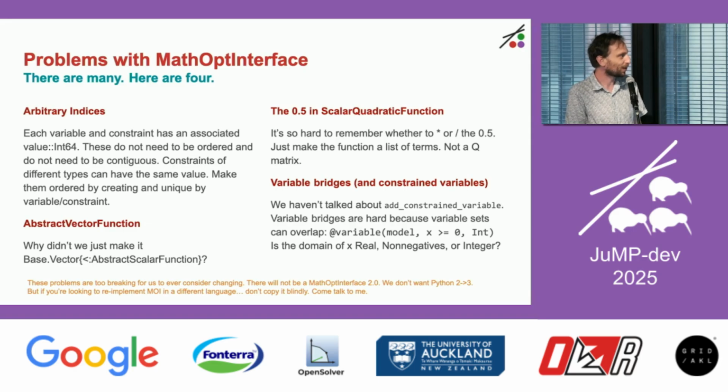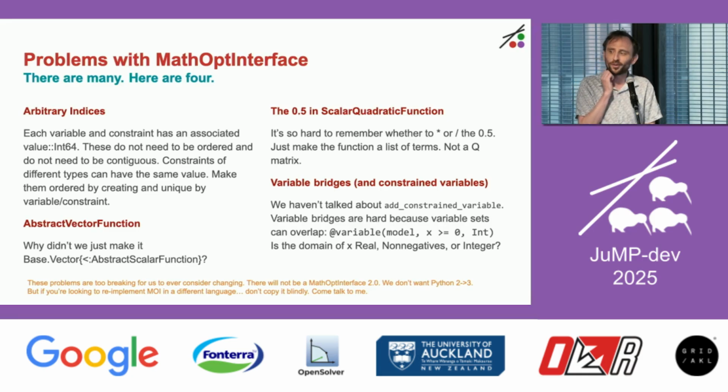We don't want Python 2 to 3, but if you're looking to re-implement MOI in a different language, don't copy it blindly. Come and talk to us. There are some things that we would change if we were starting MOI again from scratch. One of the things Benoit hinted at before is the indices.